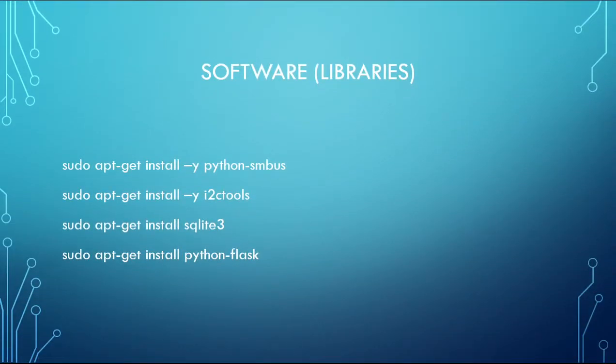Coming to the software part, first we install a few basic libraries for the project. So Python, SMBus, and I2C tools are mostly used to get the data from the sensor, and SQLite 3 is used to create, log, and store the data in our database, and Python Flask is used to create a basic web app to view the data on the internet.